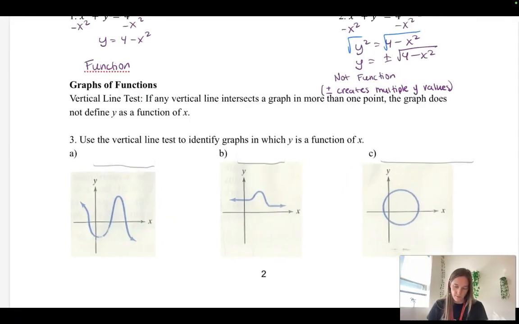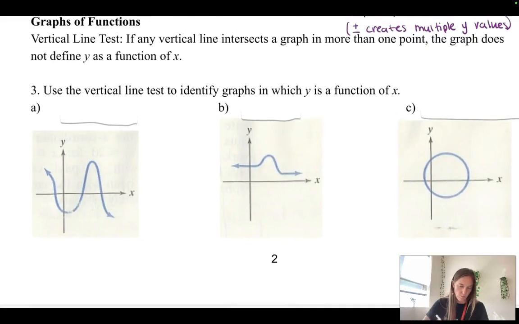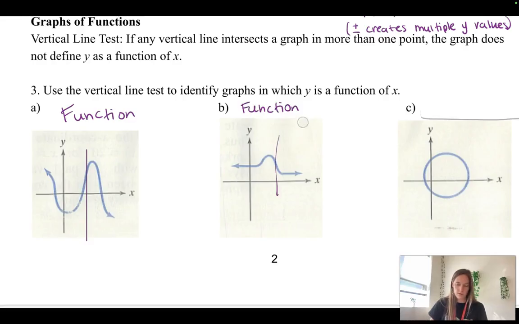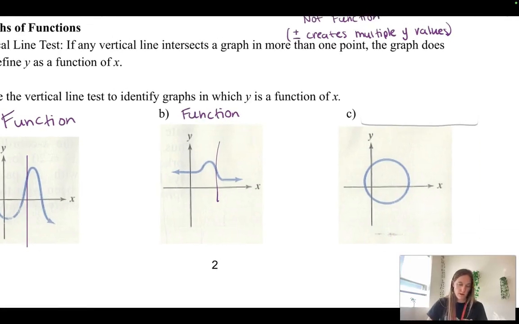Next we have the vertical line test. So we just draw a vertical line on our function, picture moving it left to right. If it only crosses at one point, it is a function. So this one is a function. This next one is also a function. And the last one, when we draw a vertical line, it crosses at 2 points, so that one is not a function.